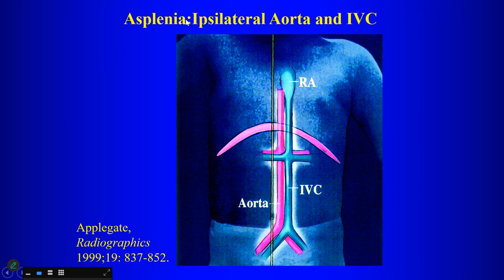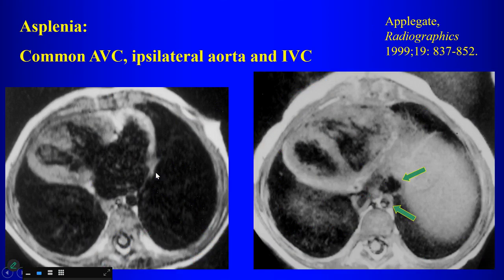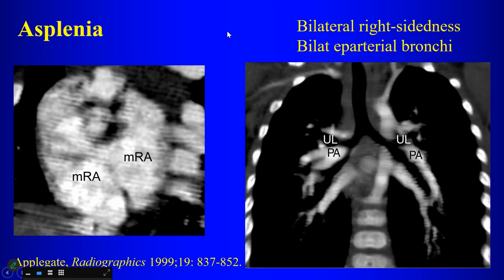So ipsilateral aorta and IVC, they tend to be on the same side of the body with asplenia. So here's an example here. There's your IVC, there's the liver, there's the aorta. So they tend to be on the same side of the body in patients with asplenia. And here there's a common AV canal, a complete endocardial cushion defect in this case. This person has asplenia, all right?